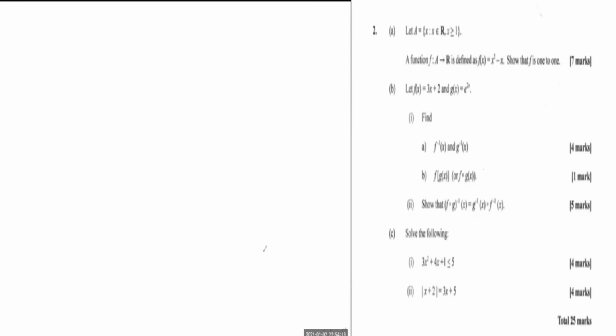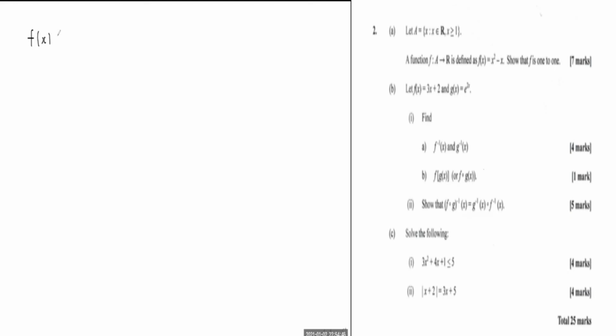Question 2 gives us a set. It says the set A is defined by x is an element of real numbers, where x is greater than or equal to 1. And it says a function maps the domain A onto the set of real numbers such that f of x is x squared minus x. Show that f is 1 to 1. Now there are many ways you can do this, but I'm going to take the graphical approach. That is what we're going to take today.